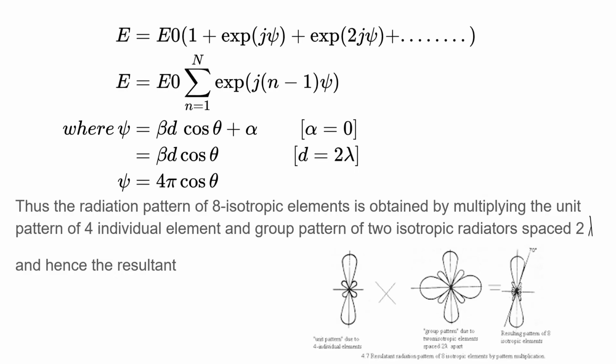When you see this diagram here, this is the unit pattern for the 4 individual elements. We calculated that in case 1, where we have a doughnut shape with 4 side lobes. This is multiplied by the group pattern, which is spaced at 2 lambda. Multiplying these two diagrams, we get this doughnut shape with a greater number of side lobes. Basically we already know that as the number of elements in the array increases, the side lobes will increase. The same concept has come here. So basically pattern multiplication is used to draw the pattern just by viewing the antenna array.